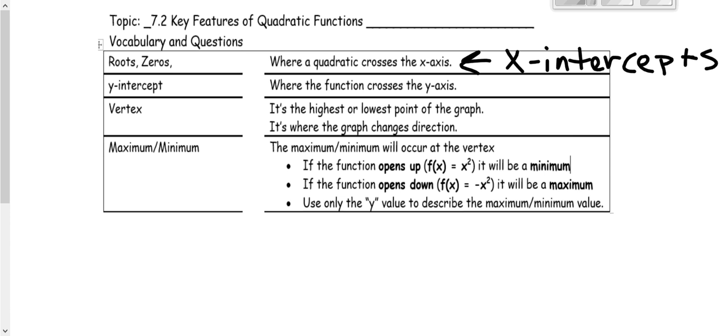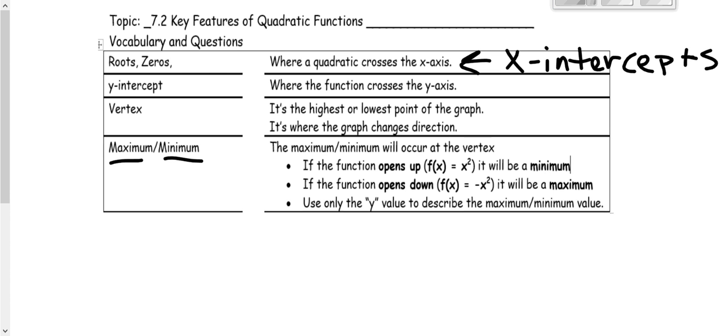We're also going to be looking for the y-intercept and the vertex. Now the vertex is important because from the vertex we can tell whether or not the function has a maximum or a minimum. We can also find the axis of symmetry, and we can also determine our domain and range, all by using that vertex.